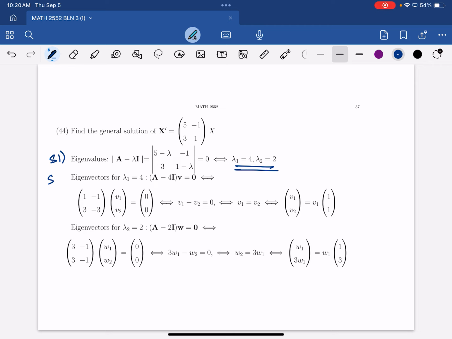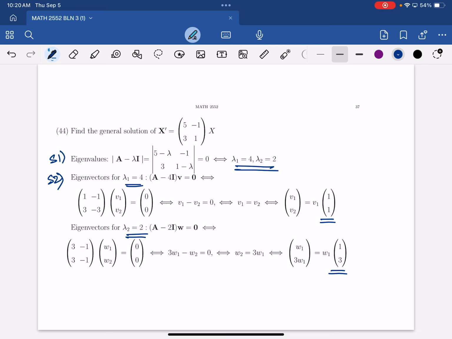Sorry. So we want to find the eigenvectors, and let's say for the eigenvalue 4, the eigenvector is (1, 1). For the eigenvalue 2, the eigenvector is (1, 3). Are you on board with that? I'm skipping computations. I'm going to request you all to trust me on that. Okay? Clear?